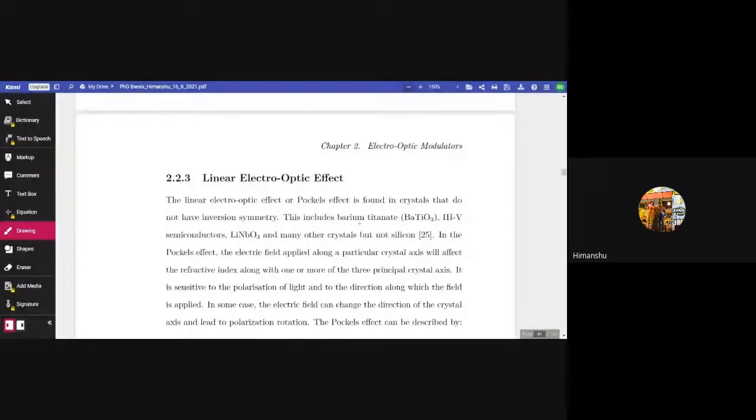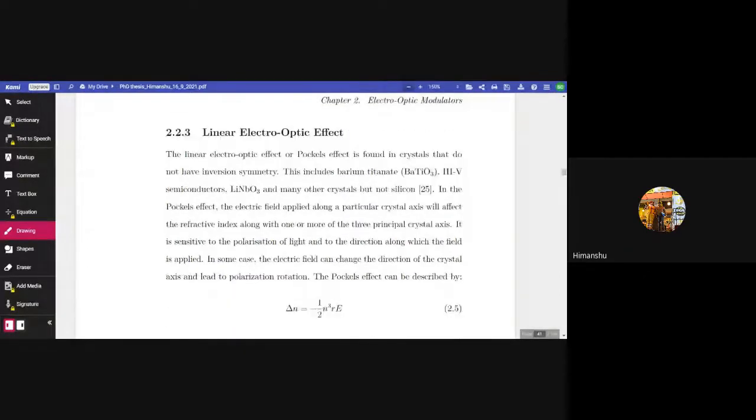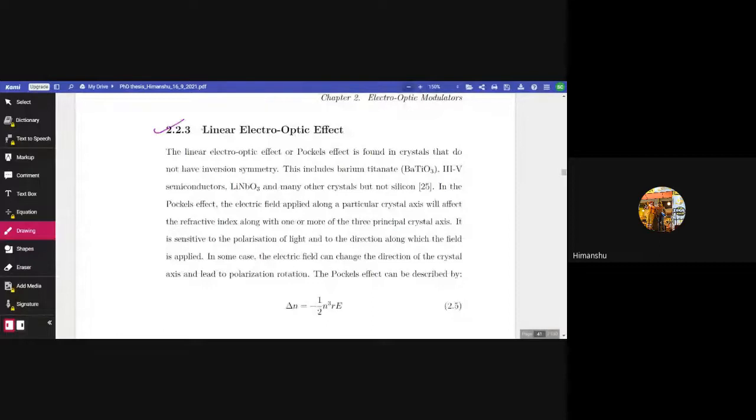Coming to section 2.2.3, linear electro-optic effect. The linear electro-optic effect, or Pockels effect, is found in crystals that do not have inversion symmetry. This includes barium titanate, III-V semiconductors, lithium niobate, and many other crystals, but not silicon.